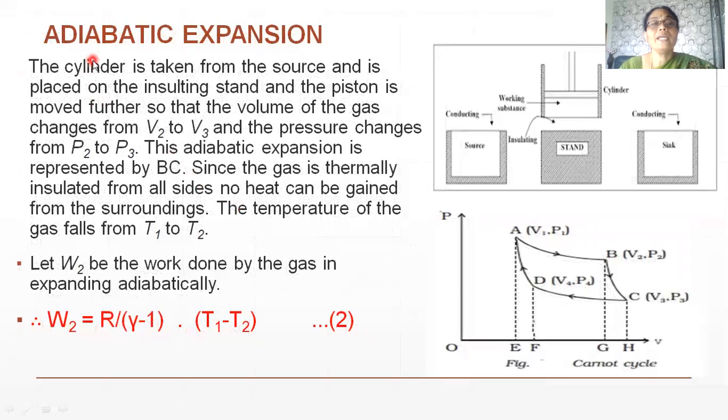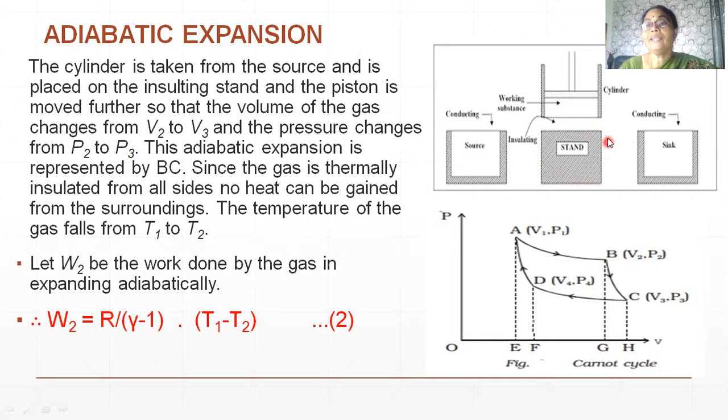So next comes the adiabatic expansion process. Here B is the initial state. Previously for this operation it was the final state. The final state becomes the initial state now. V2 and P2 represent the initial volume and pressure of this gas. Now the working substance which was previously on the source is removed and placed on the insulating stand. We know that the insulating stand is a must to perform the adiabatic operations.